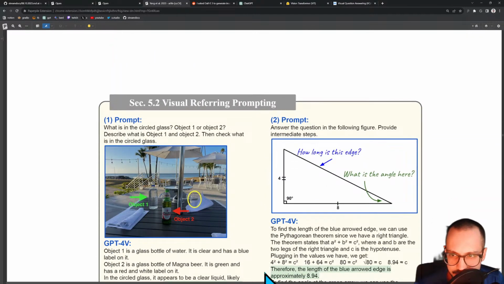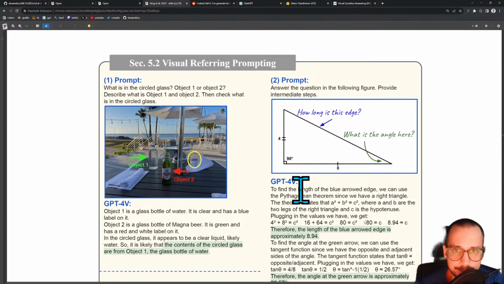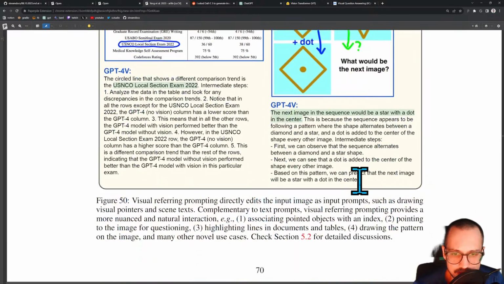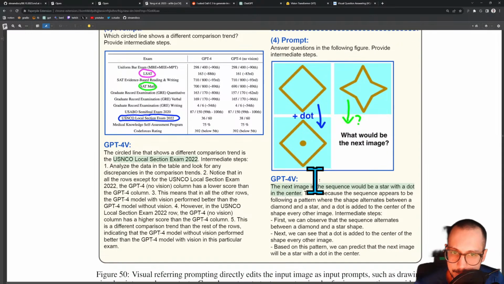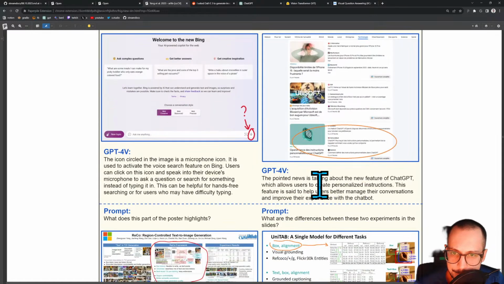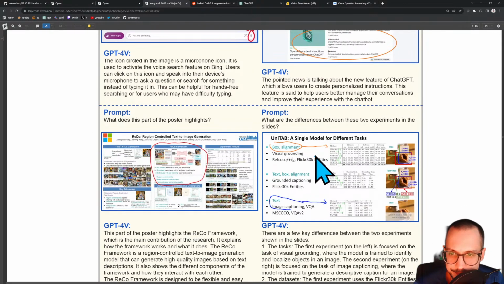All right, let's keep going here. What is in the circled glass? This is what we saw before. These are the same exact examples we saw before. The circled image is a microphone icon. It is used to activate voice search on Bing. What is the pointed news talking about? What does this part of the poster highlight?